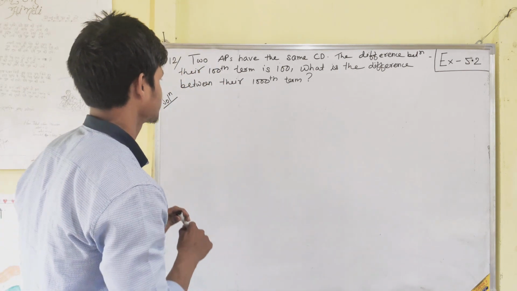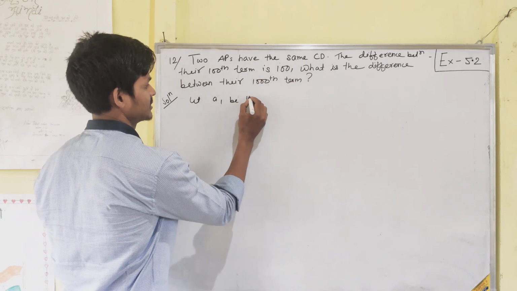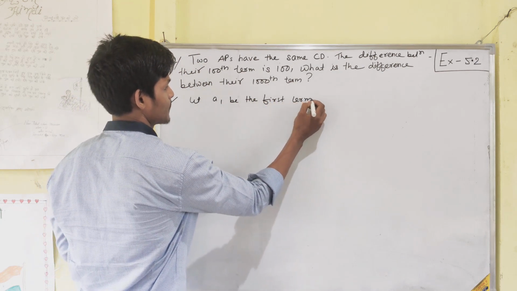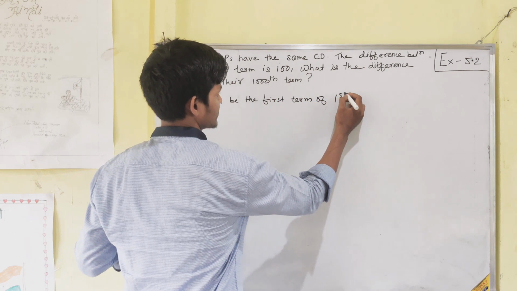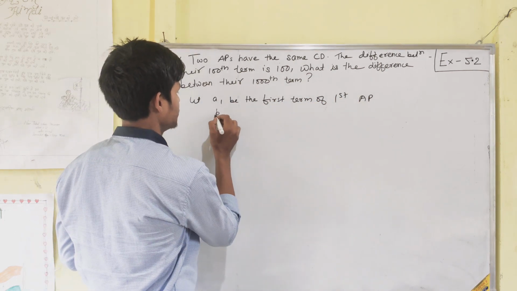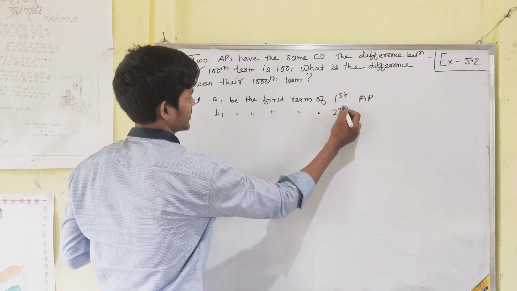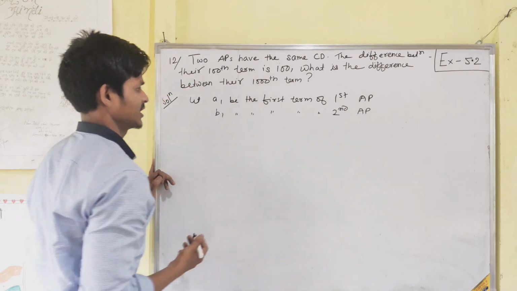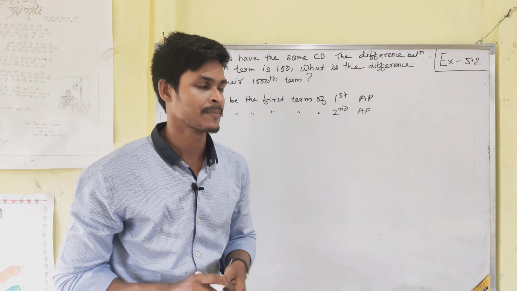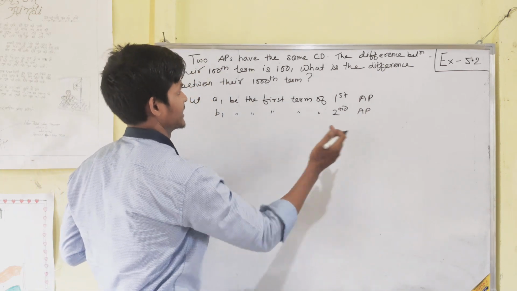Okay. So first let A1 be the first term of the first AP and B1 be the first term of the second AP. Here two APs are there, that's why I let A1 be the first term of the first AP, and B1 the first term of the second AP.